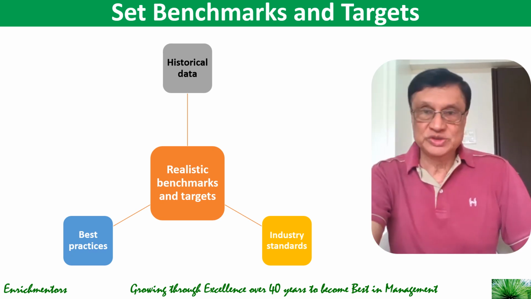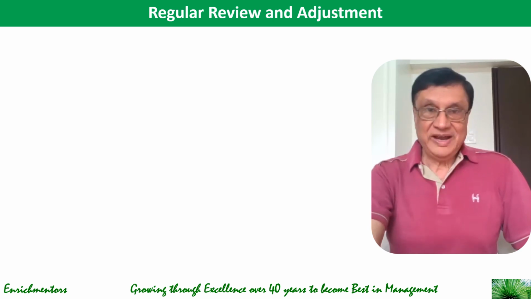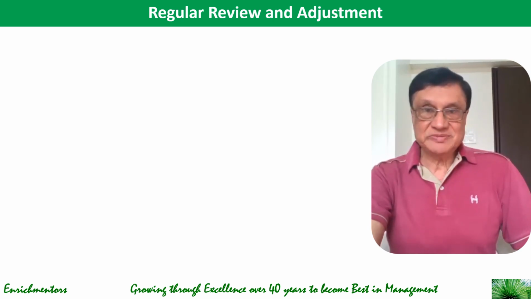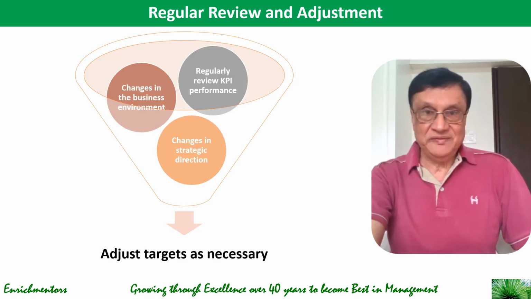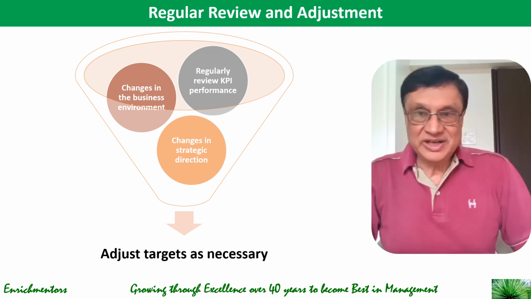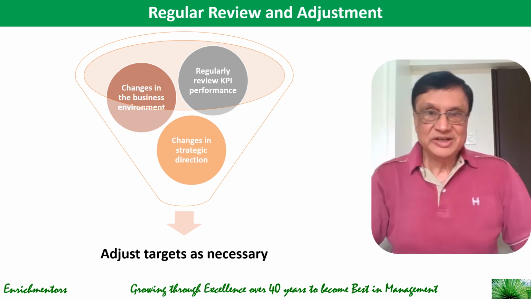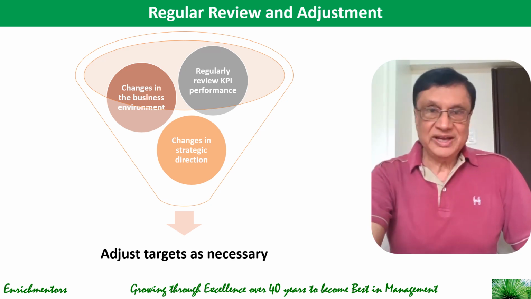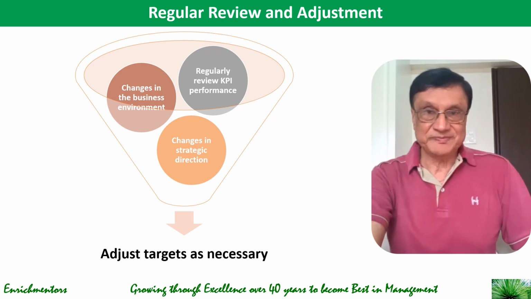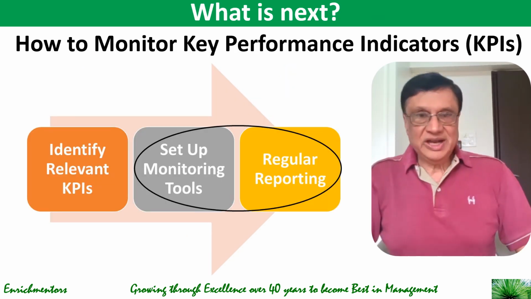If you take very loose targets, you will easily achieve them, and that won't result in any gain for the business as such. Finally, you get to the review and adjustment stage, where you regularly review KPI performance and adjust targets as necessary to reflect changes in business environment or strategic direction. And that gives you a regular review and adjustment process. So having looked at how to identify relevant KPIs, what do we do next?